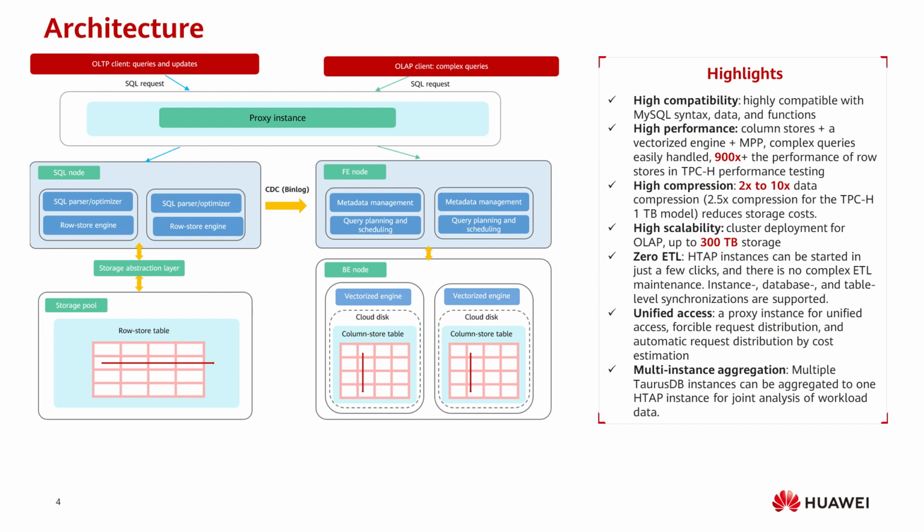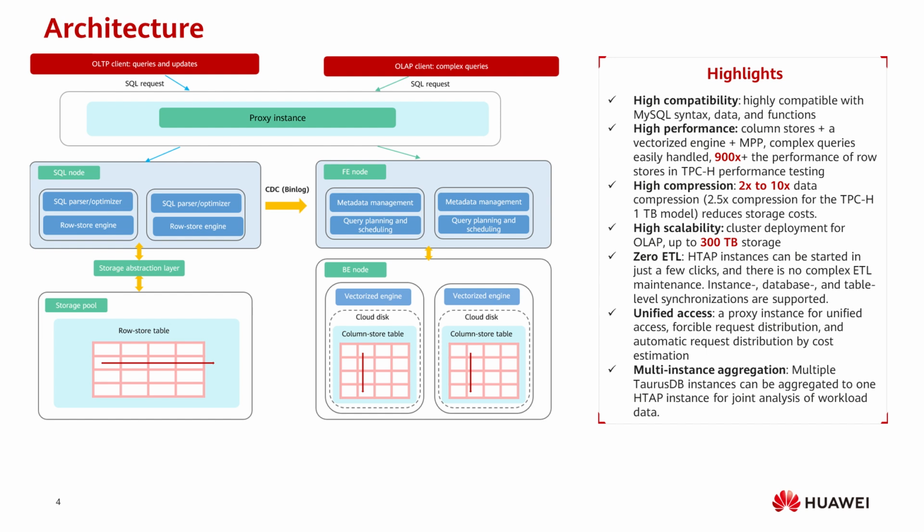You can enable bin logs for your TaurusDB instance and then synchronize data and operations to OLAP instances. Synchronized operations include inserting tables, deleting tables, and changing table structures. After data is synchronized to OLAP instances, you can access the instances using the private IP addresses or proxy addresses of the instances for data analysis.